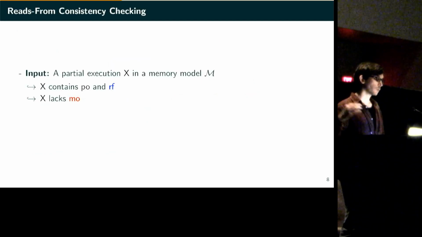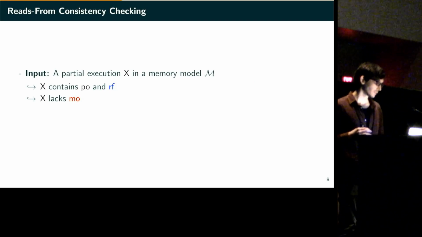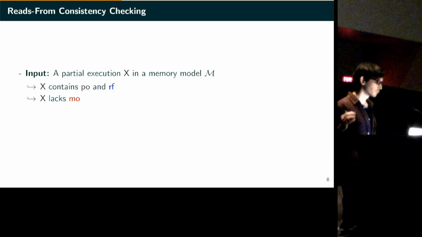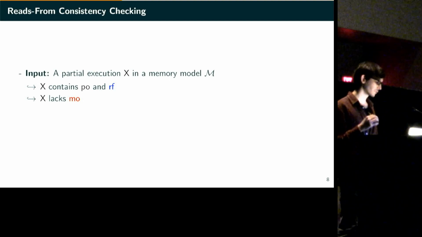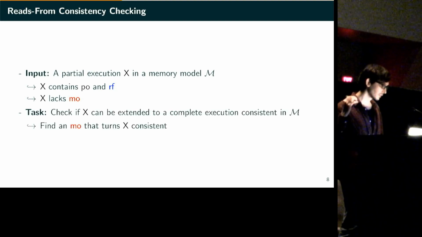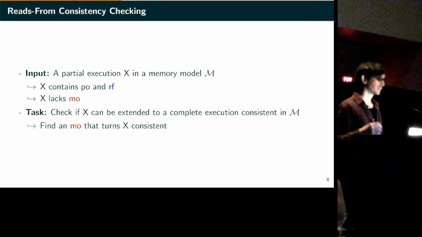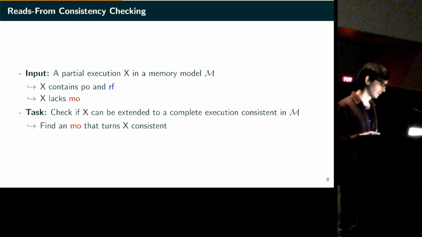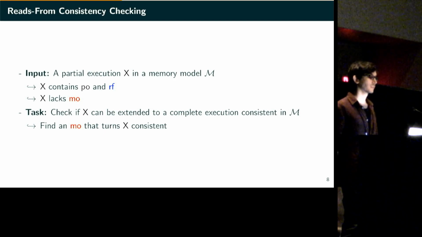So now we have all the ingredients to define the reads from consistency checking problem more precisely. The input to this problem is a partial execution X and a memory model M, where this partial execution contains the PO and RF relations, but it lacks the MO relation. And the task is to check whether we can extend X to a complete execution that is consistent under the given memory model. And this involves finding an MO relation that makes X consistent in M.